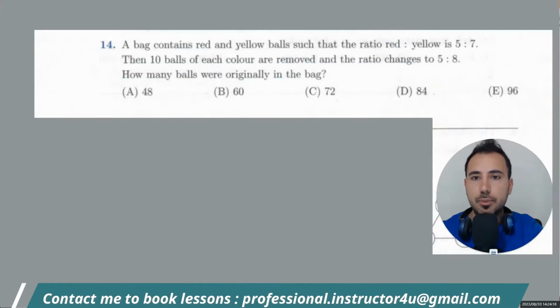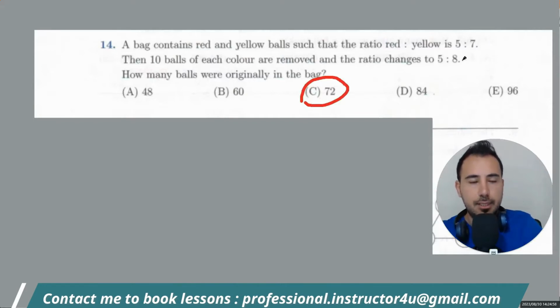A bag contains red and yellow balls such that the ratio red to yellow is 5 to 7. Then 10 balls of each color are removed and the ratio changes to 5 to 8. How many balls were originally in the bag? So again, if you want to solve this question, it would be a bad idea. Let's just do some guesswork. I'm going to go with the middle one because maybe later I know whether I have to go lower or higher. So if the original number in the bag were 72, how many of this and how many of this do we have?